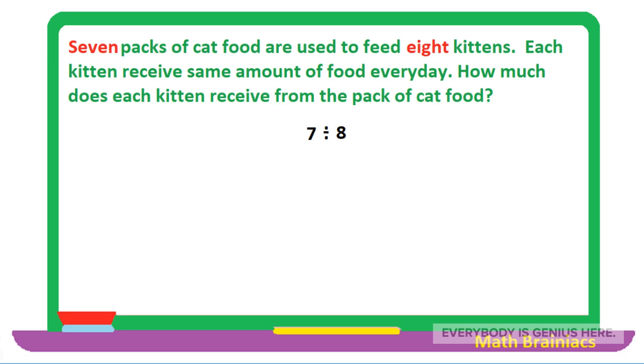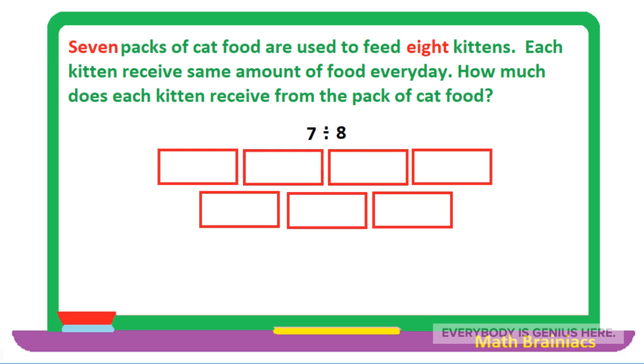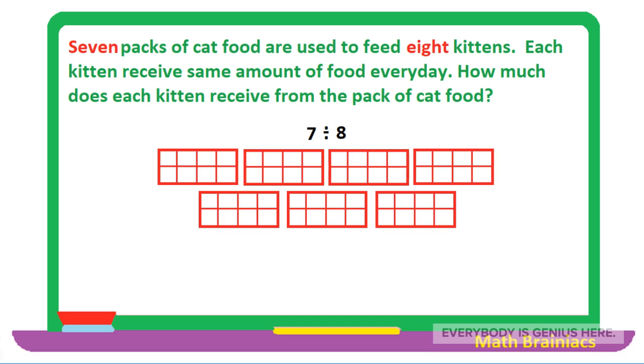Accordingly, we are going to divide the 7 packs of cat food into 8 kittens. Let me draw the 7 packs of cat food so that I can show you how to distribute the 7 packs into 8 kittens. Consequently, we are going to divide each pack by 8.